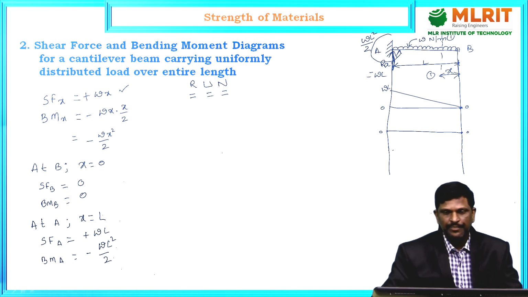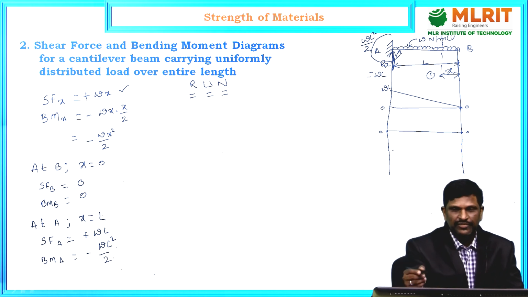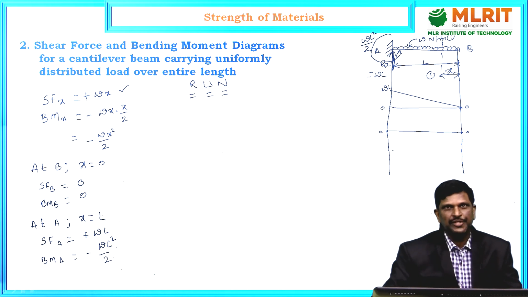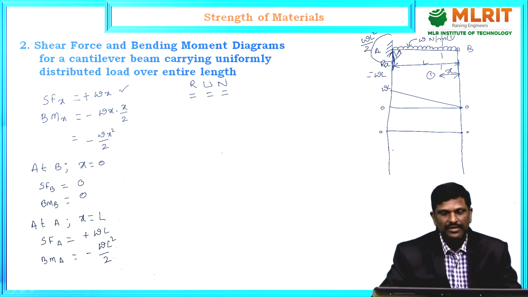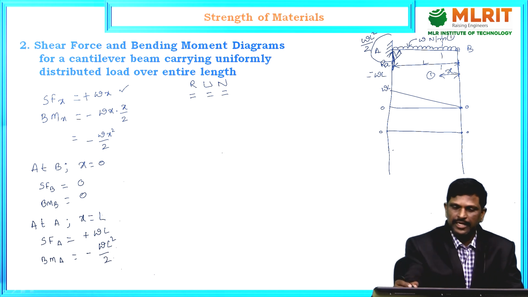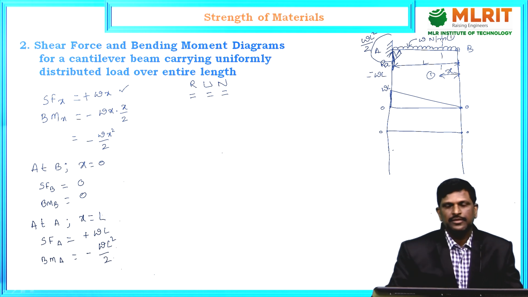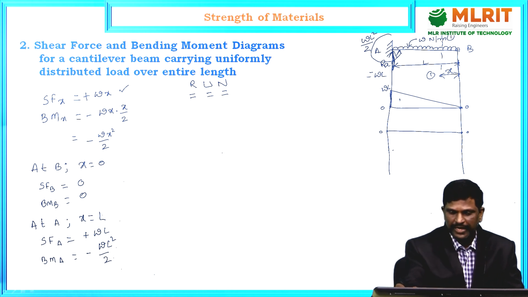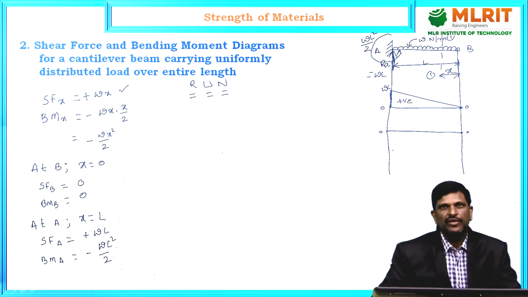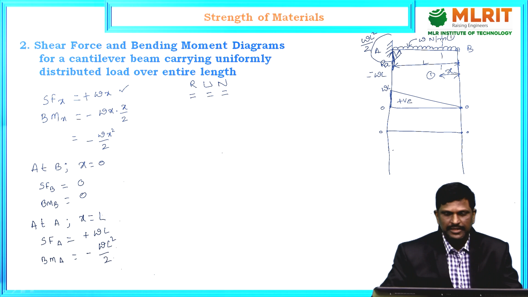And at A, the reaction RA is also there, which is not considered in the shear force equation. If we consider RA, then the net force acting at A is equal to 0. Therefore, join from WL to 0. This is the shear force diagram for a cantilever beam carrying a uniformly distributed load over the entire length.